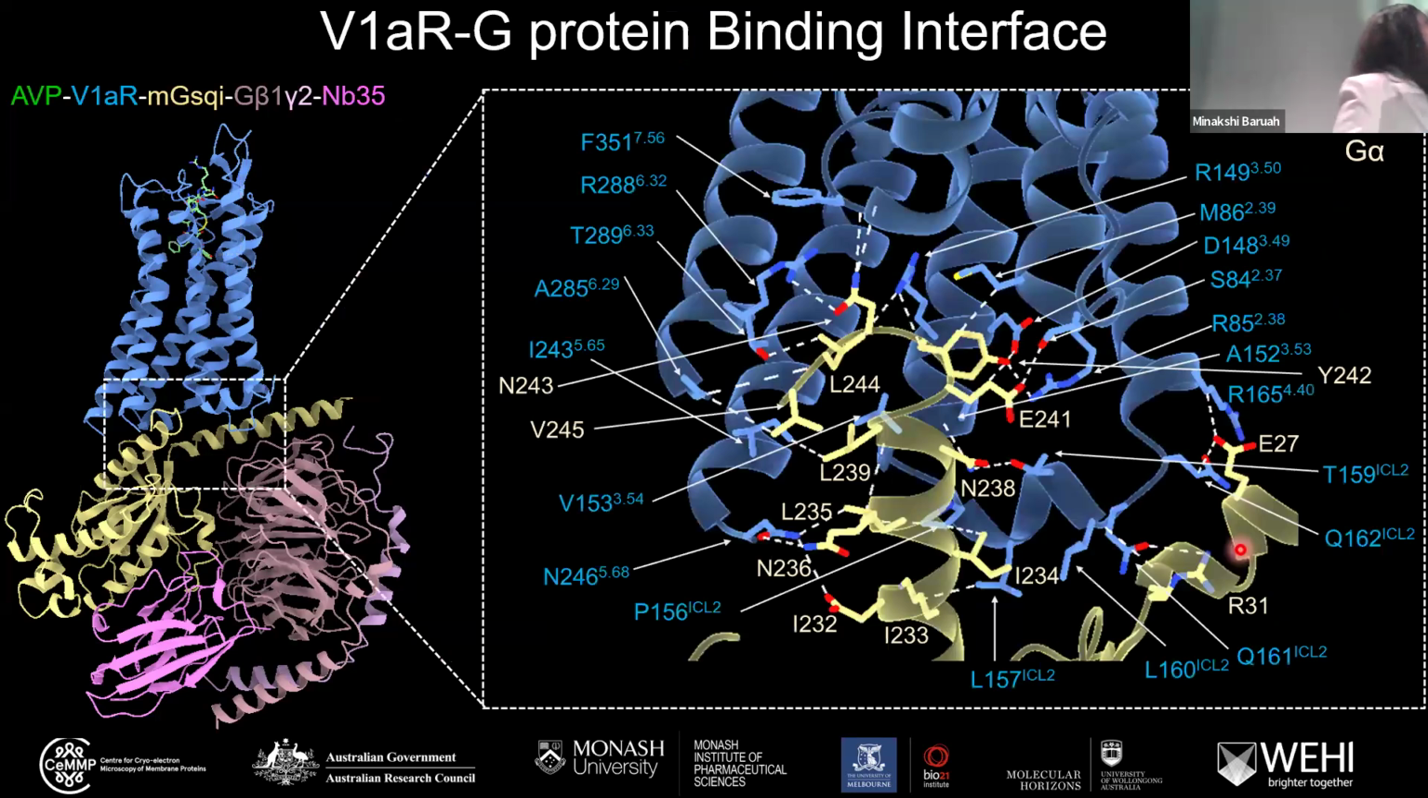Here I'm showing the interaction between the G alpha 5 helix and the receptor intracellular cavity. And two interactions that were quite interesting to me were glutamine 162 and 161 from ICL2 that interact with the alpha N helix of the G protein.